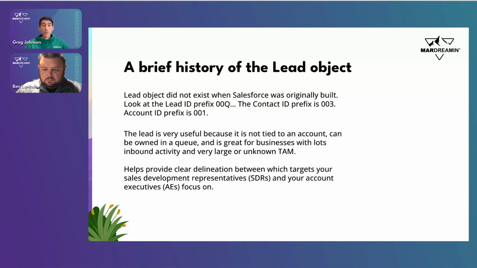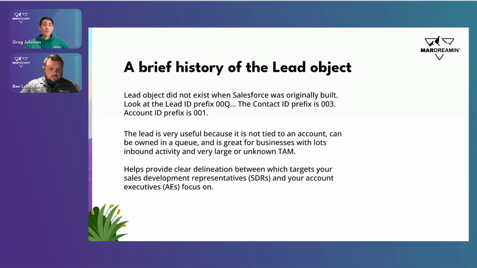We'll start with a brief history of the lead object. It didn't exist when Salesforce was originally built. Salesforce was an accounts and contacts based solution. And you can see that in the ID prefixes of the different objects. The contact ID prefix is 003, the account ID prefix is 001, and the lead is 00Q. So that tells you how far on it was before Salesforce built the lead.